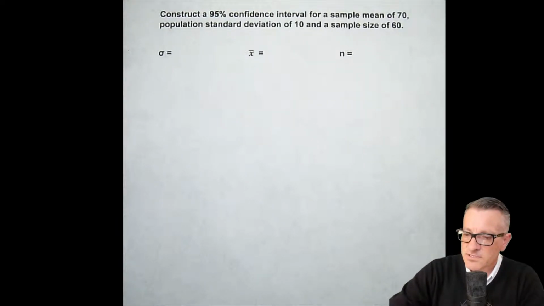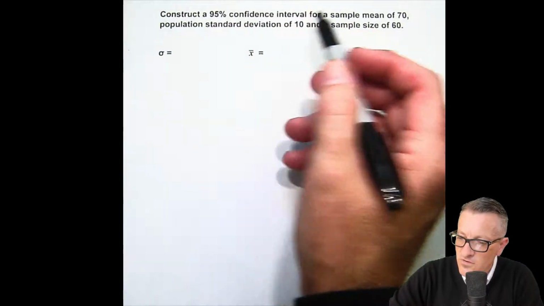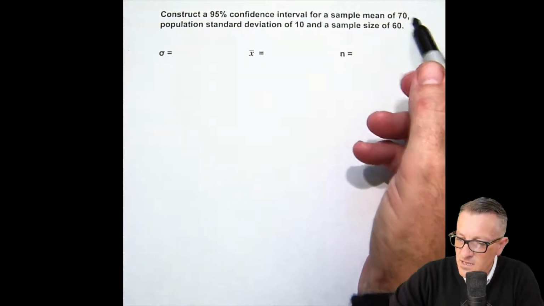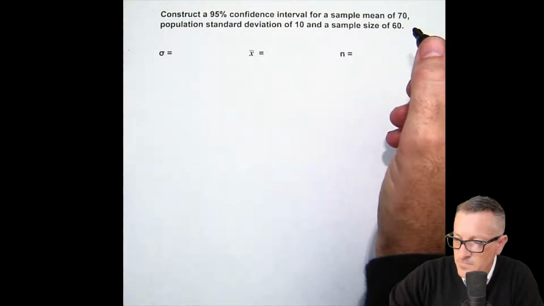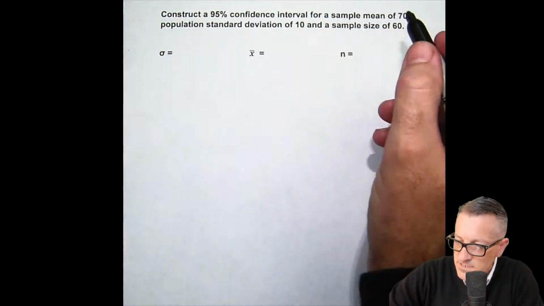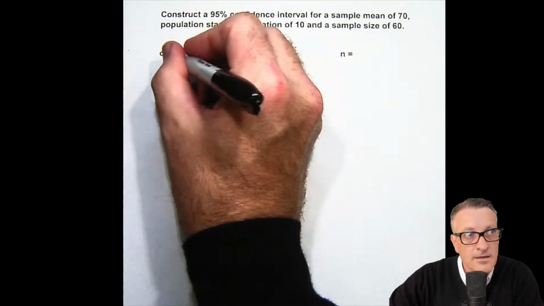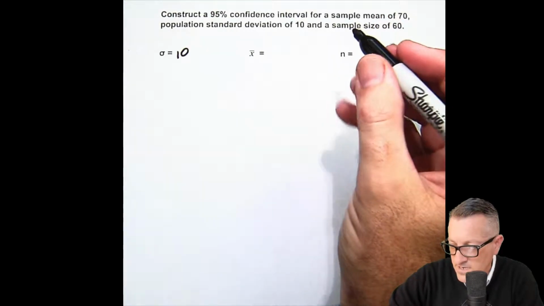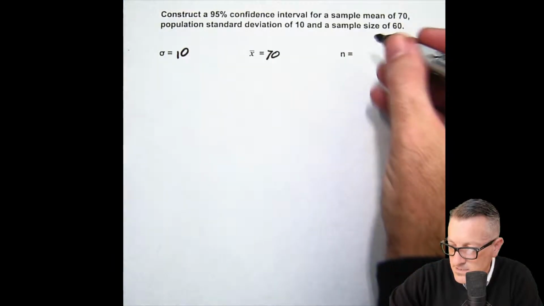So the problem here says, construct a 95% confidence interval for a sample mean of 70, population standard deviation of 10, and a sample size of 60. So let's write in what we know here. Our standard deviation is 10, our sample mean is 70, and the sample size is 60.